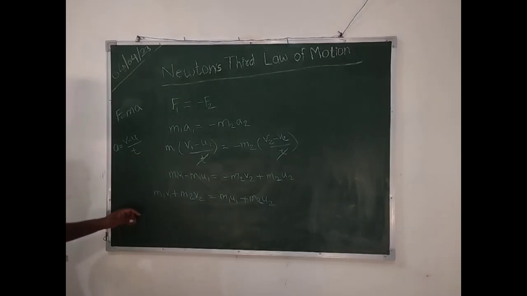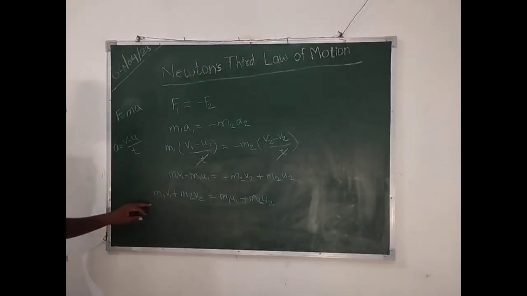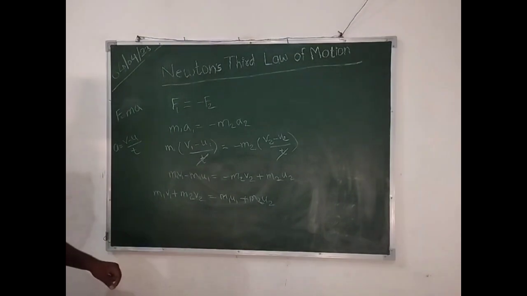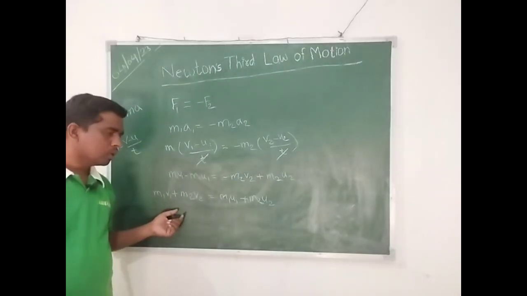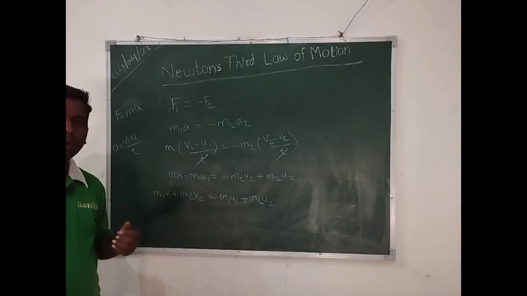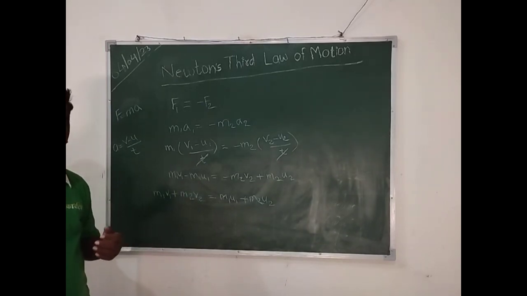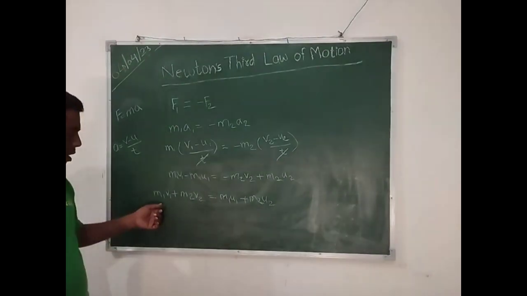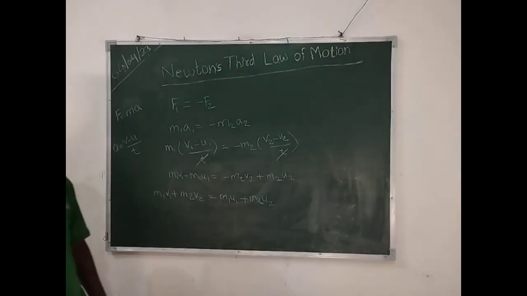Now if we observe these equations, we get that the magnitude of the final momentum of the objects is equal to the magnitude of the initial momentum of the objects. So when the two objects collide, the momentum before collision is equal to the momentum after collision. That is called the law of conservation of momentum.